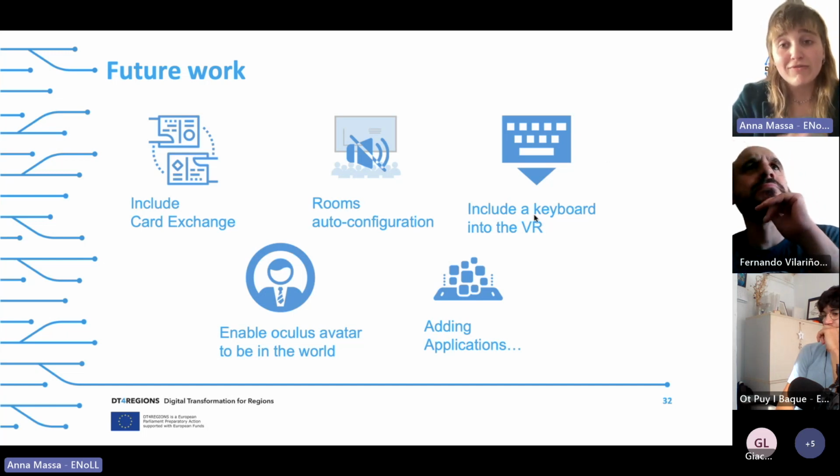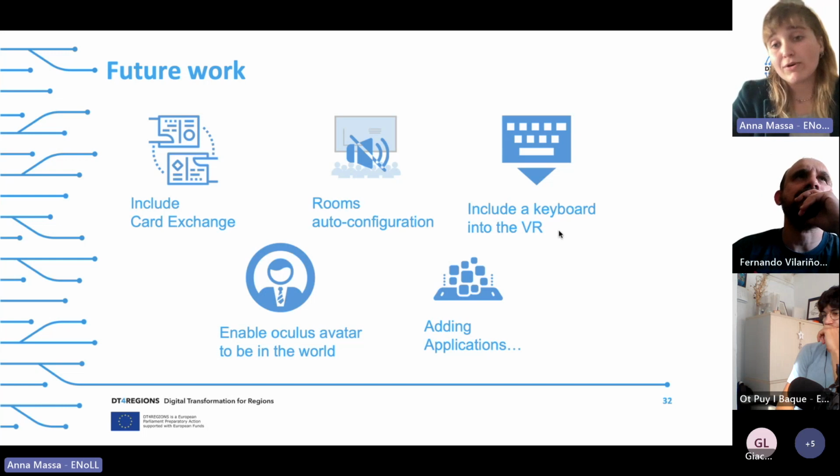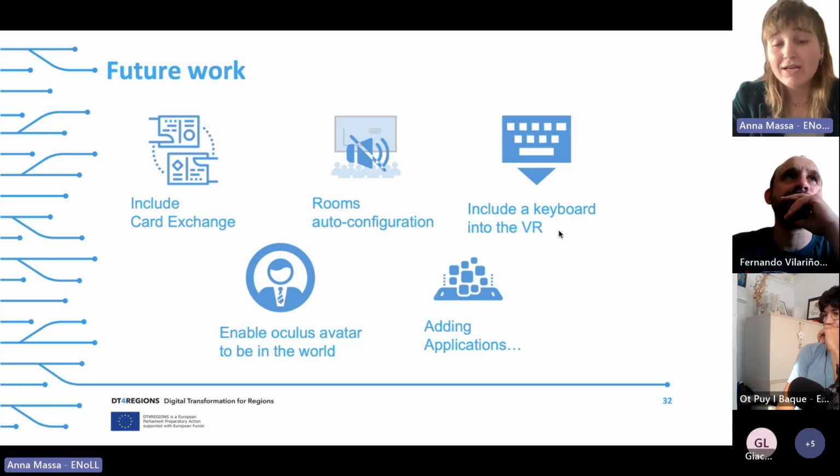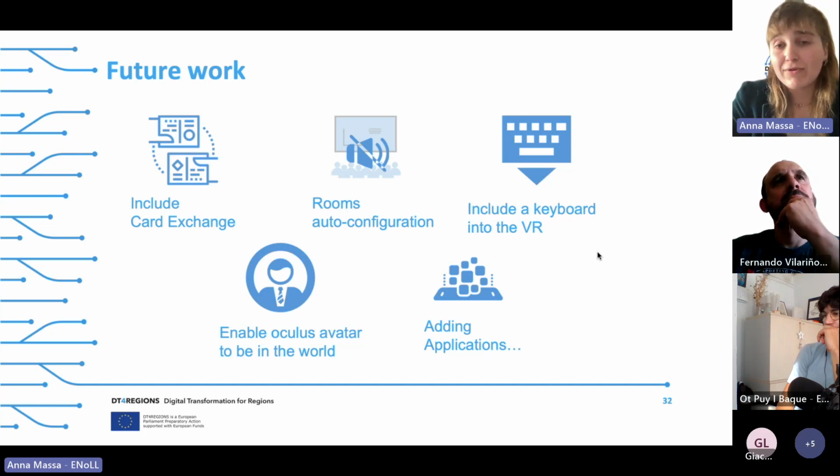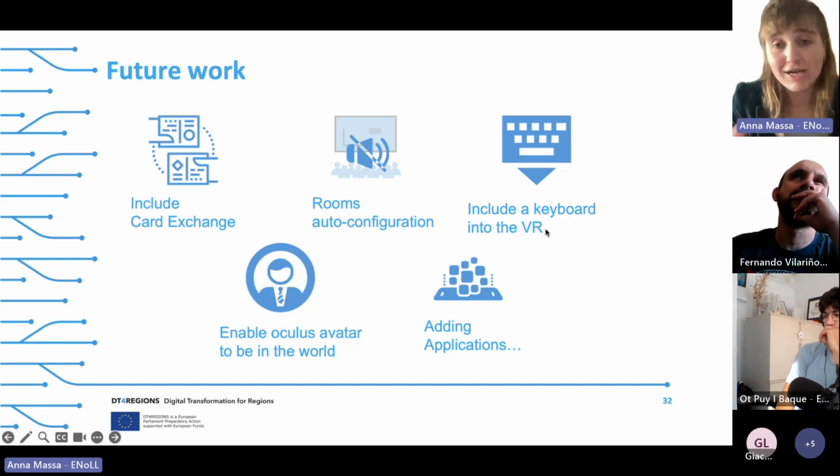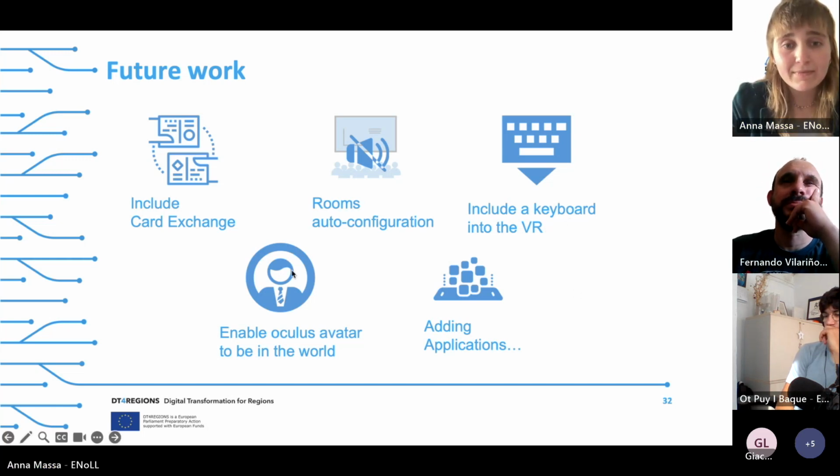Right, as I was mentioning before, some of the future work that is willing to be done is to have this keyboard implemented for an easier experience while wearing headsets, in order to start writing and to interact in a better way, right, with the papers, of course, and if there is a chat anytime.